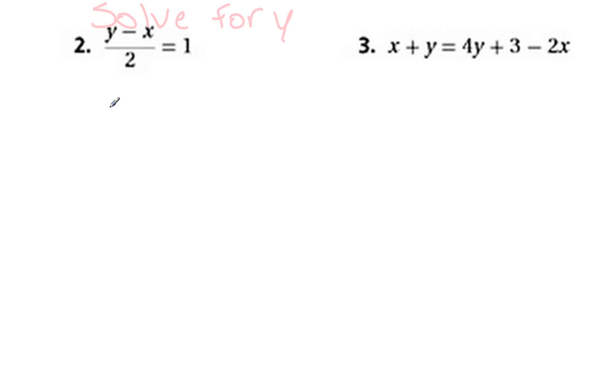Okay. So first thing we do, we get rid of this fraction. So we multiply by 2. Hey, look, it happened again. This is the best book ever. I'm sure it's not intentional.